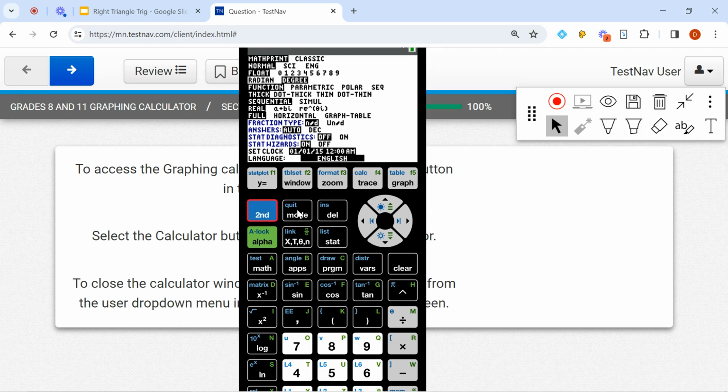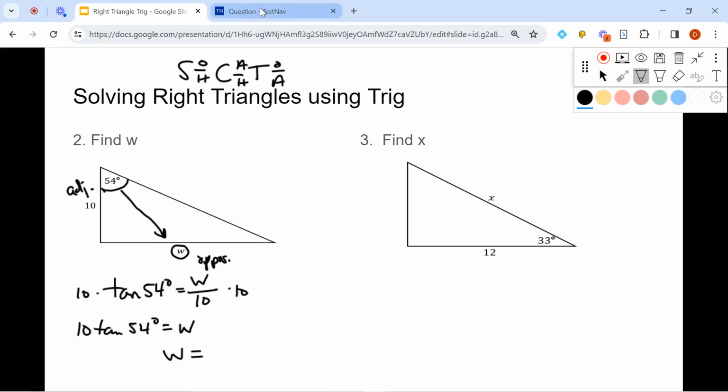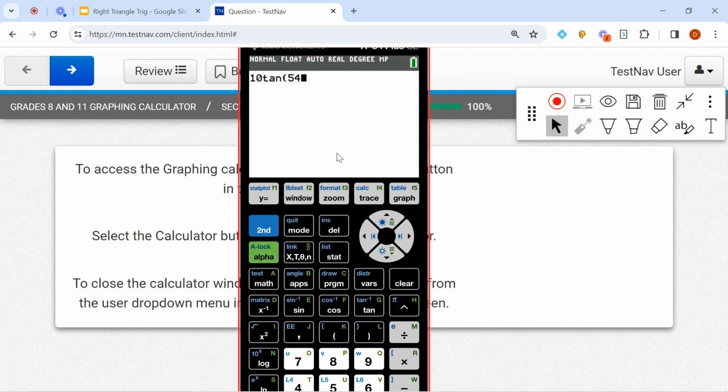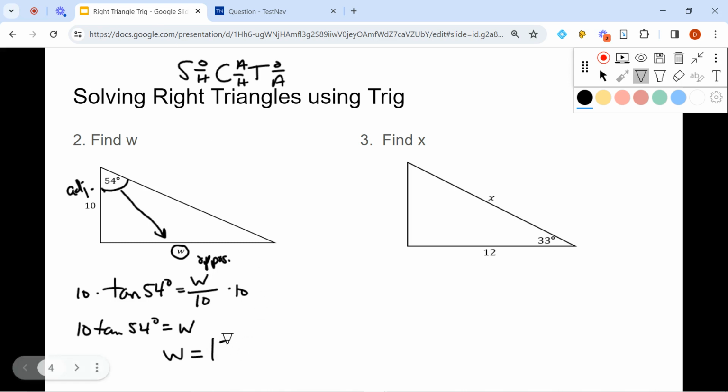I'm going to push second and the quit button to go back. And I want to calculate 10 tangent of 54 degrees. So I'm literally going to type that. I have 10. Push the tangent key, 54. Okay, I'm calculating in degrees. I'll close the parentheses and press enter. And it gives me 13.7638. So we're going to round to the nearest tenth. So we'll say 13.8. So W is 13.8. That's my answer.